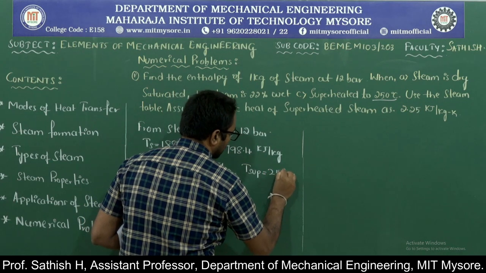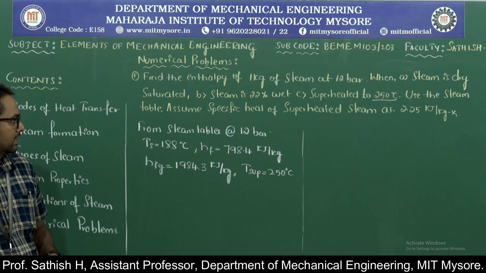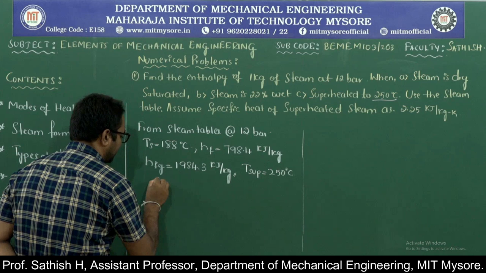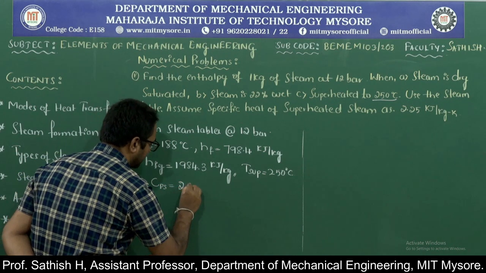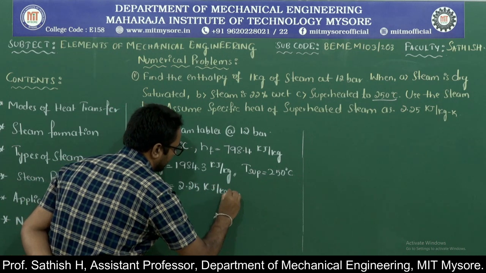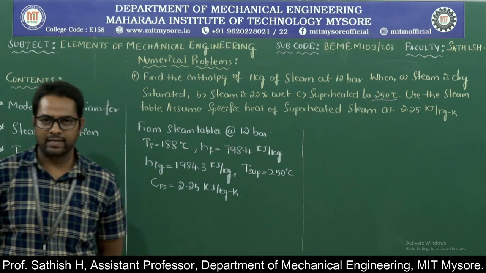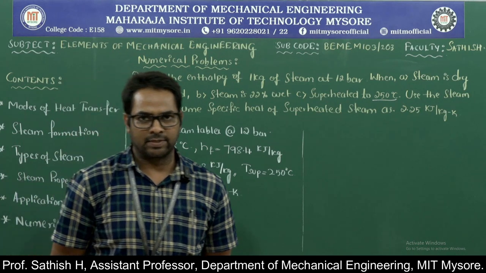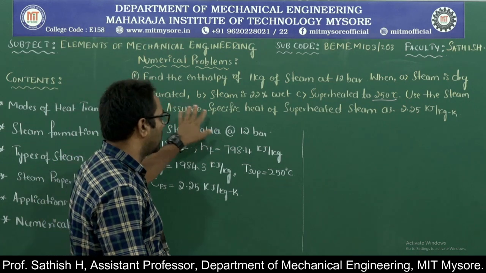I am also going to note down that value as 250 degrees centigrade, and then I have the specific heat of the superheated steam, C_ps, which is given by 2.25 kilojoules per kg Kelvin. So these are the values they have given us, and we have also taken some values from the steam tables. Now let us try to solve the unknowns one by one.